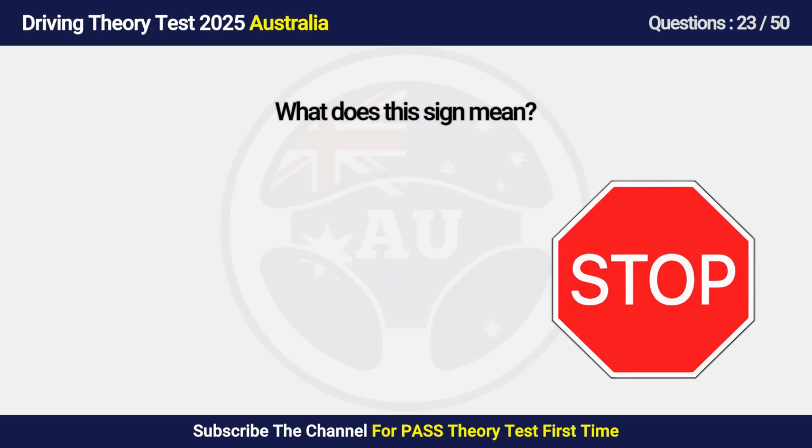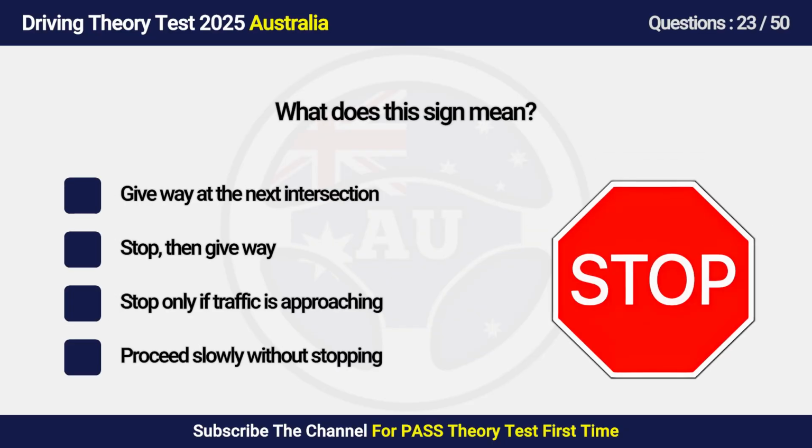Question 23. What does this sign mean? A. Give way at the next intersection. B. Stop, then give way. C. Stop only if traffic is approaching. D. Proceed slowly without stopping.